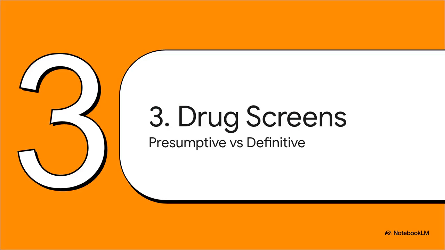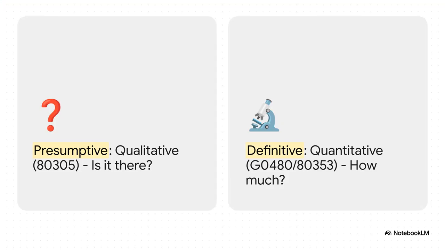Okay, on to trap number 3, drug screens, specifically presumptive versus definitive. Let's say a patient comes in for a routine pain management compliance screening. First up, an optical immunoassay test for the mere presence of opioids. This is your qualitative presumptive screen, code 8035. It's basically just asking, is the drug there? Because that result comes back positive, the lab then runs gas chromatography mass spectrometry to quantify the exact fentanyl and morphine levels. That is your definitive quantitative test, asking exactly how much is there.